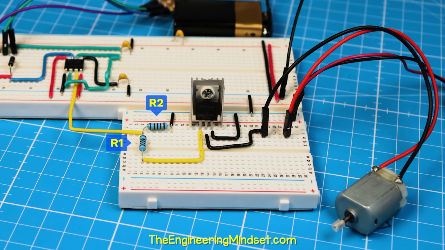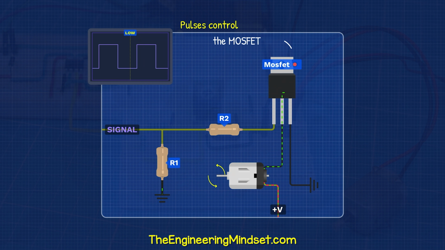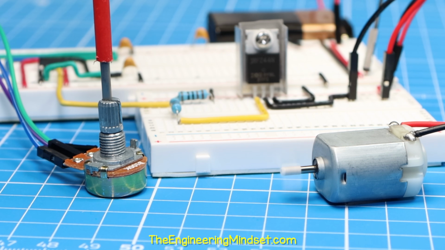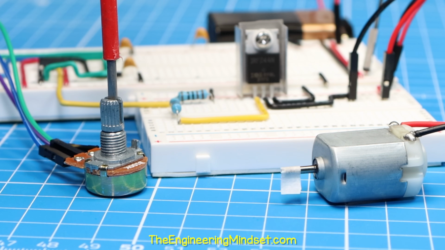The MOSFET is voltage controlled. The pulses turn the MOSFET on and off, and it drains through the resistor. The other resistor just limits any current flowing through the 555 timer. This lets us control the speed of the motor using the potentiometer.